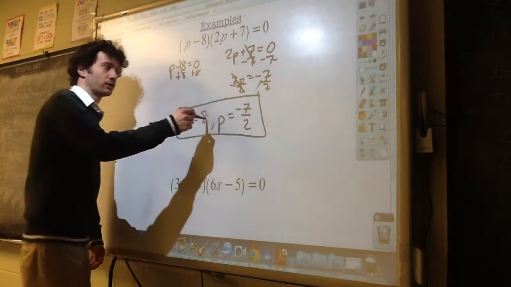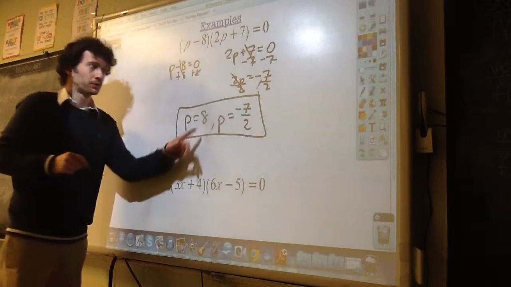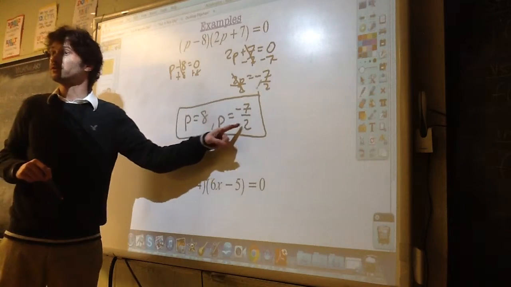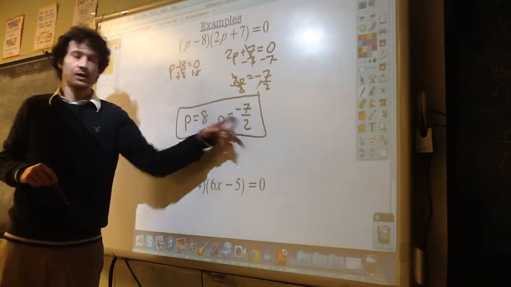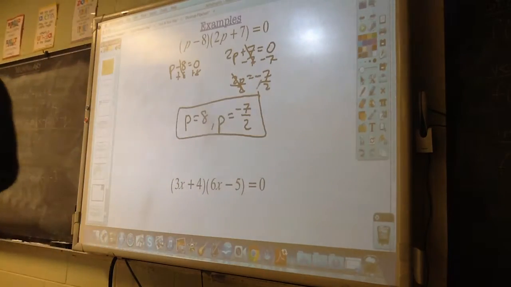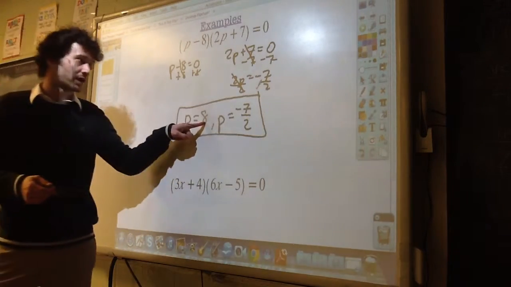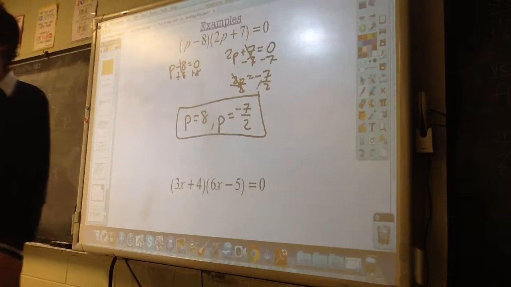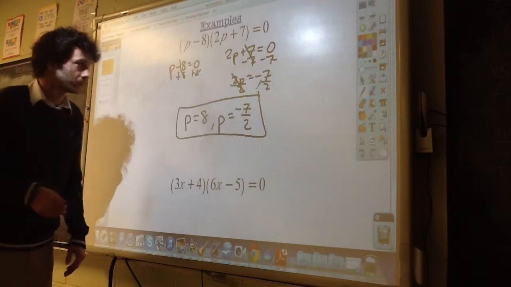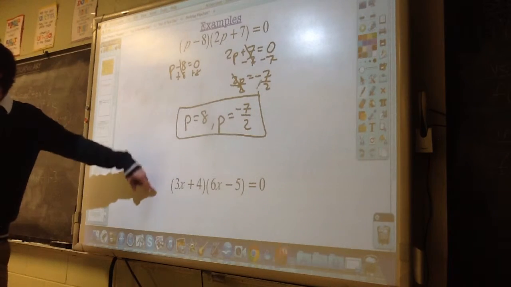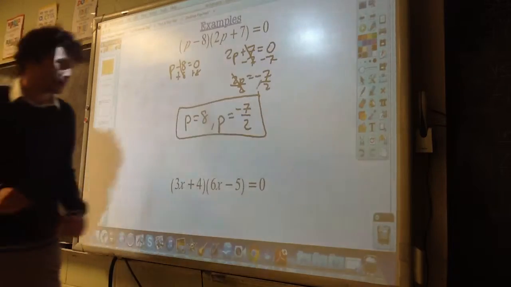So in reality, not only are these solutions to this equation, but these are actually also the x-intercepts of this function. And we'll look into that a little later. If we actually graphed it, you'd see it crosses the x-axis at 8 and at negative 7 over 2, right? Negative 3.5. Questions about that one before I work the next one? No?